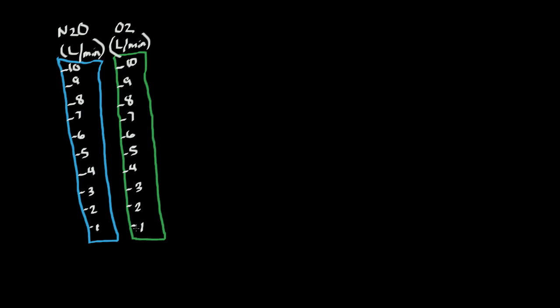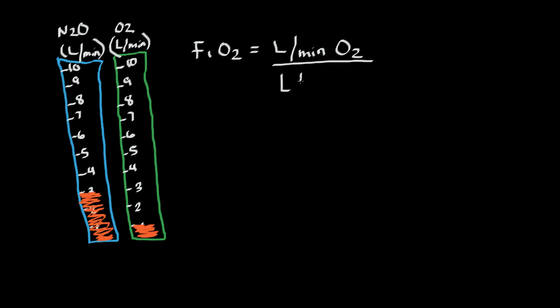Let's arrange our oxygen flow meter to 1 liter per minute and nitrous to 3 liters per minute. Always start with writing the formula. FiO2 equals liters per minute of oxygen divided by the liters per minute of oxygen plus the liters per minute of nitrous oxide. So now let's plug in our numbers.